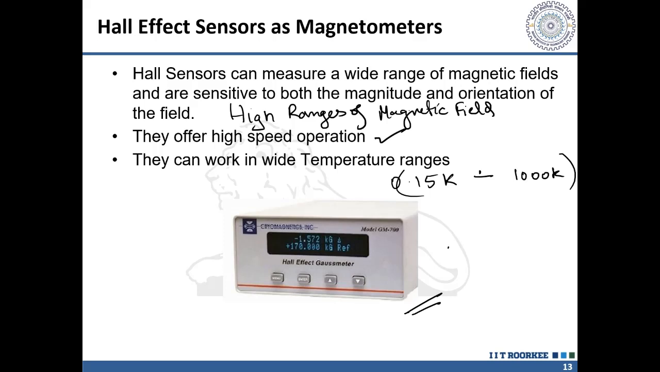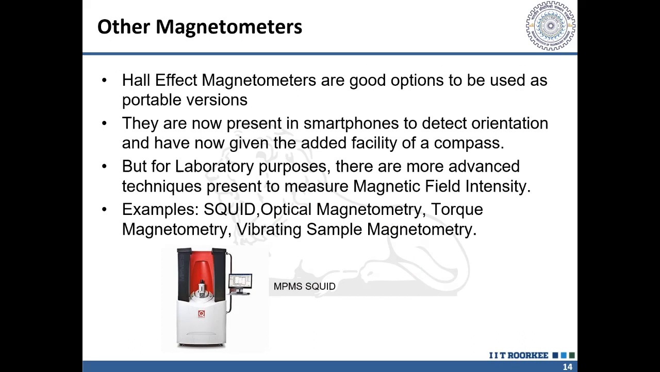Now let's talk about other magnetometers. So Hall effect magnetometers are very good options to be used in portable versions. So probably Hall effect magnetometers are very widely prevalent in your phones. There is a video recording showing how it is being used in phones. Basically, if you have any compass application on your phone, it basically uses a Hall effect transducer to detect orientation. They can be coupled with accelerometers and gyroscopes to actually give you a sense of rotation and whatnot. But for laboratory purposes, we need more advanced techniques to measure the magnetic field intensity.